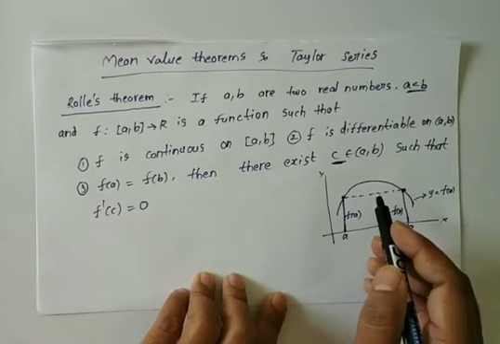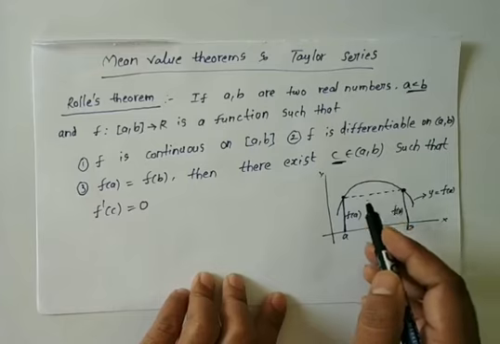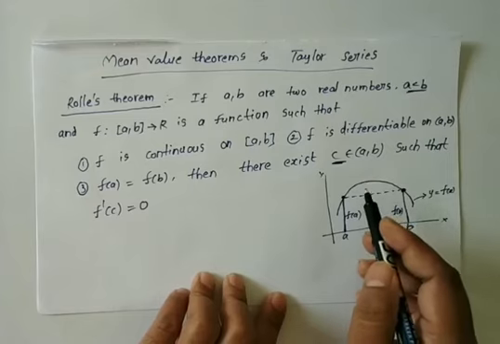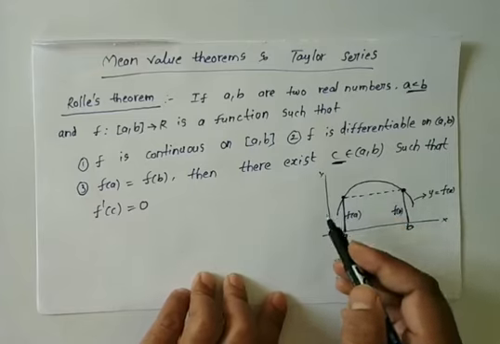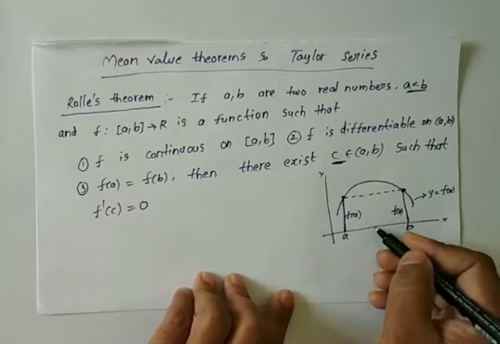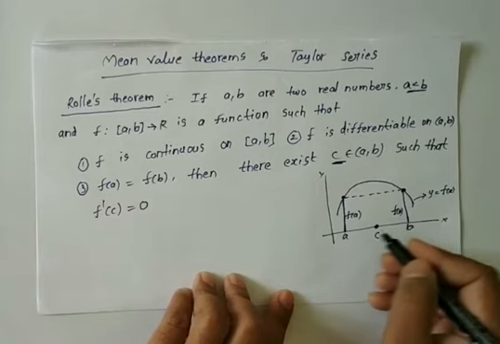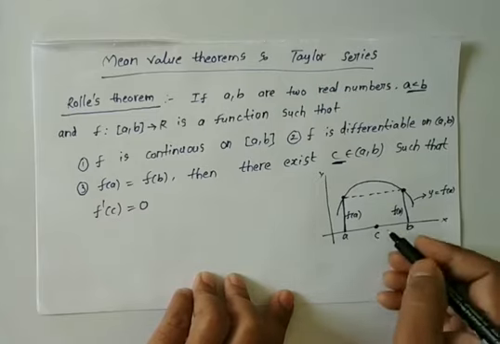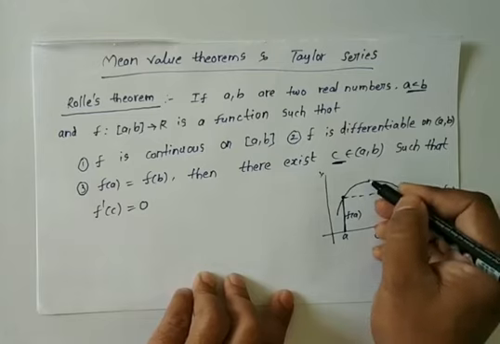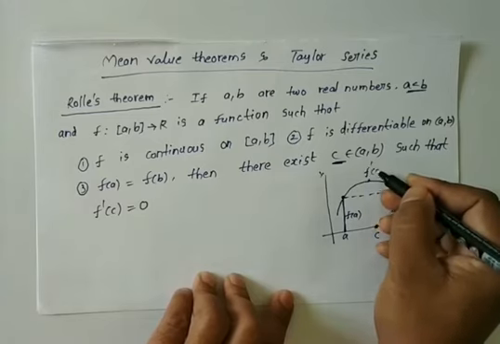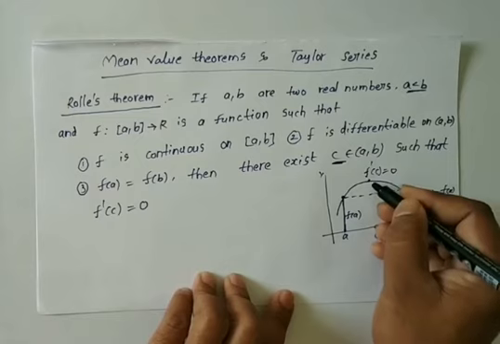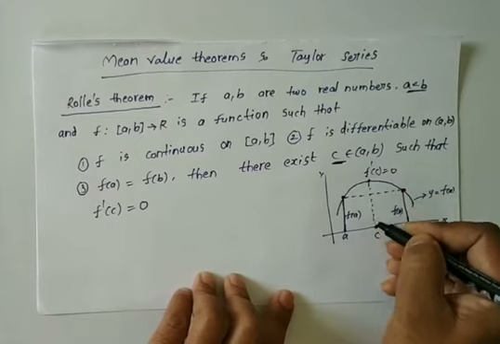If suppose the function satisfies all these three conditions, then we can say that Rolle's theorem is applicable. So then in this case there will be at least one c, which lies in the open interval, where f dash c is going to be 0.